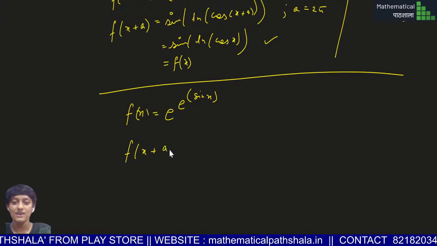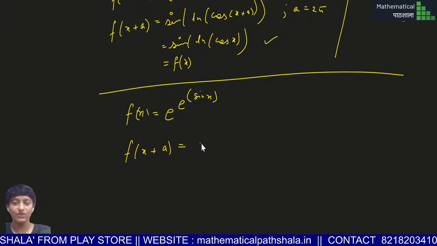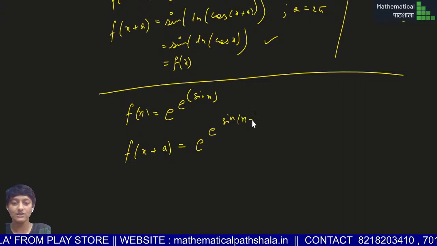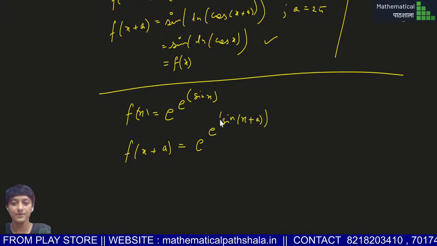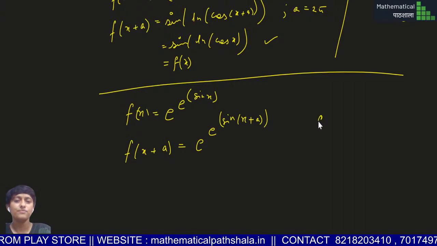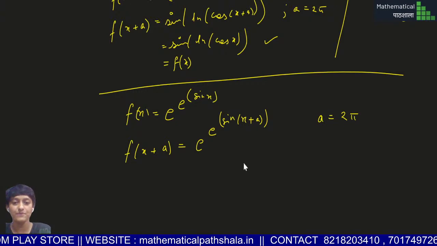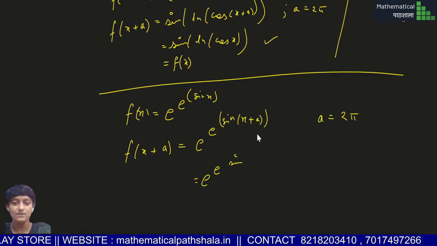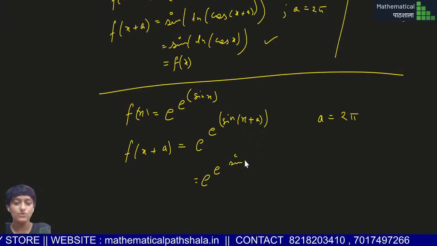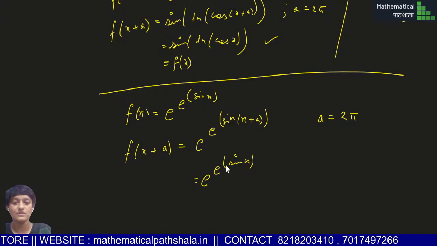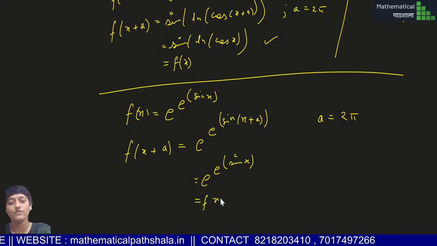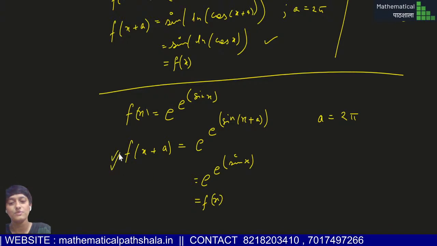Alright. f of x plus a will be equal to e raised to the power sin of x plus a. Alright. So let us again assume a to be 2 pi. What will happen? Let's see. e raised to the power sin 2 pi plus theta is equal to sin theta. Sin 2 pi plus x is equal to sin x. So it is nothing but f of x. So again we have got that this is also periodic.